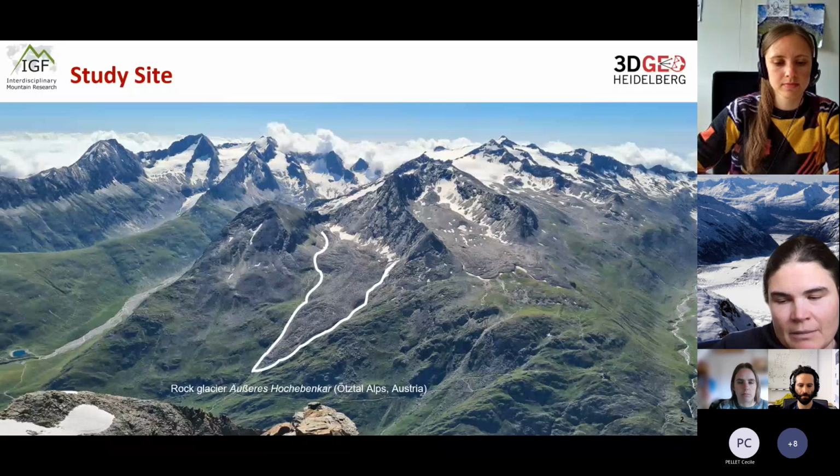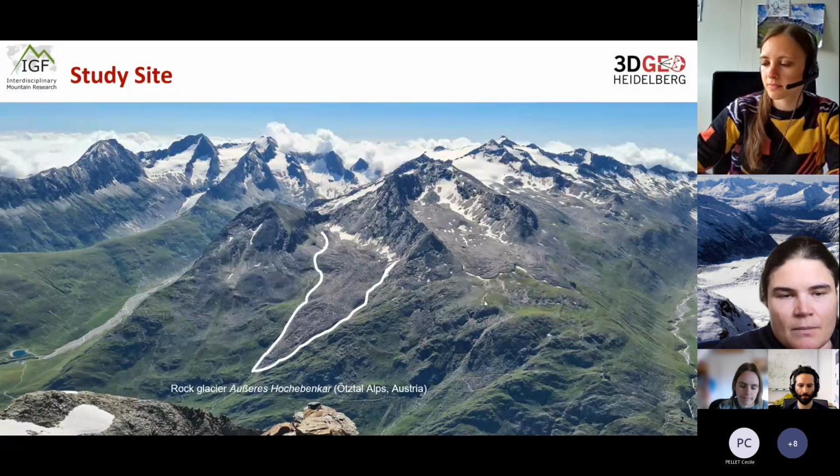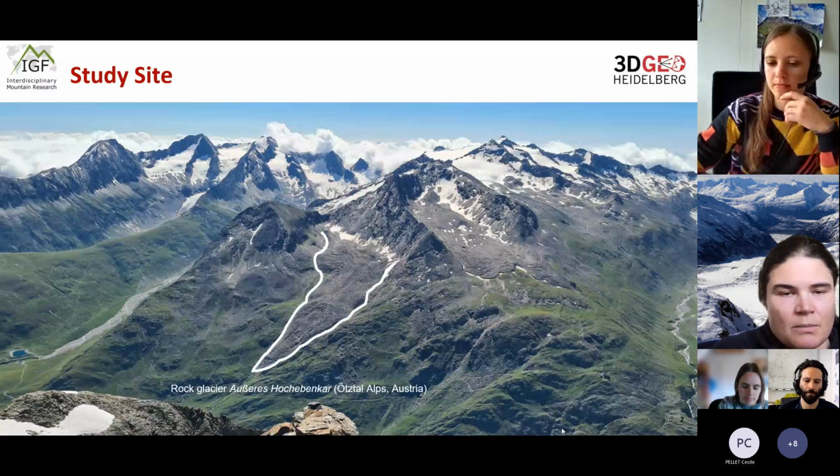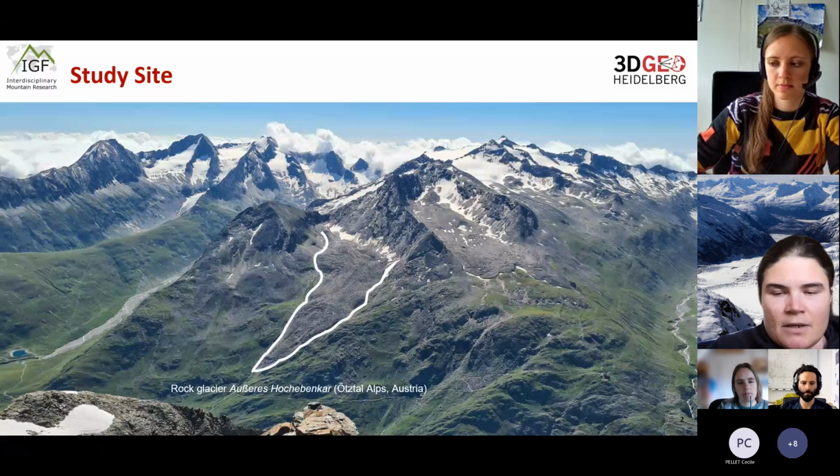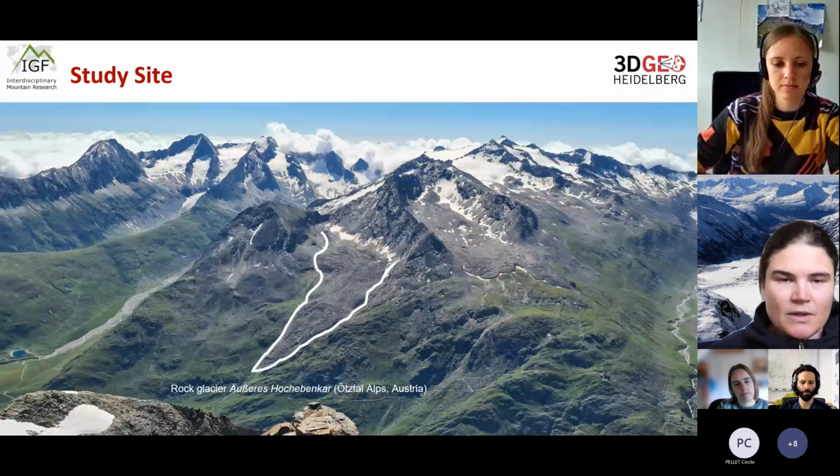The group where I work currently maintains this time series of surface displacement, which means we go every year and measure the position of marked blocks on the rock glacier surface. This is not part of any particular project. We just do this as part of our long-term monitoring activities.